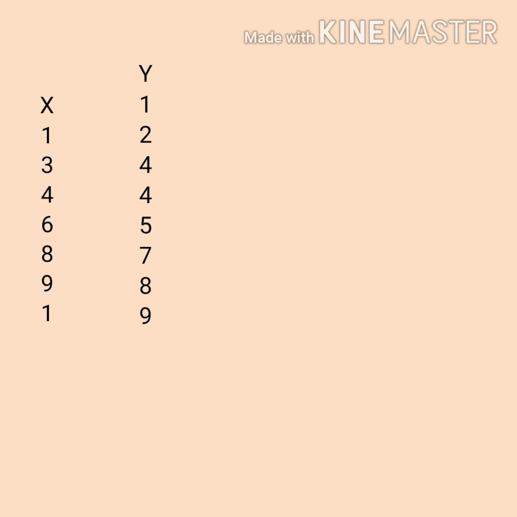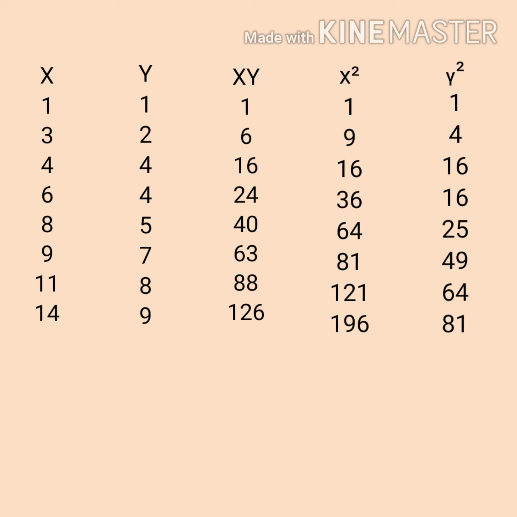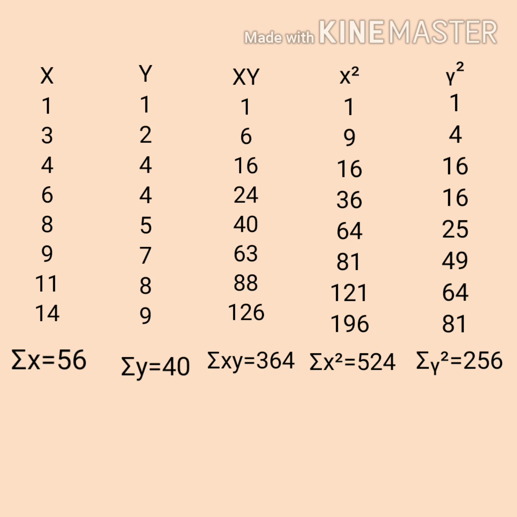Now I have written down all corresponding values of x and y which are given in the math. Now I have to make a column of x into y. I have just multiplied the corresponding values of x and y and got all the values of the corresponding column of xy. Now in the next step, I will have to make two columns, one is x square, another is y square. Now corresponding all values of x square I have written under the x square column, and corresponding all values of y square I have written under the y square column. Now I calculate summation x, summation y, summation xy, summation x square and summation y square.